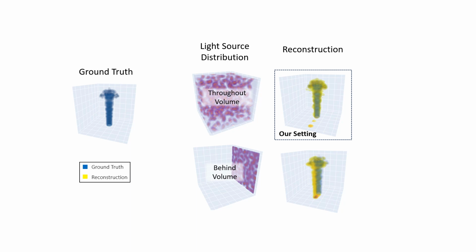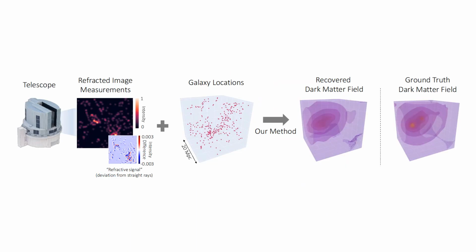When the light sources are located behind rather than throughout the volume, we can recover the shape of the compact gas plume, but our neural field places it in the wrong location. Finally, we apply our method to image a refractive field corresponding to a realistic simulation of dark matter with idealized measurements. We are able to fit a signal which causes sub-percent changes in observed pixel intensities to accurately recover a dark matter refractive field. Although just a first step, this result demonstrates promise in using our approach for mapping the distribution of invisible dark matter throughout the universe in the future.